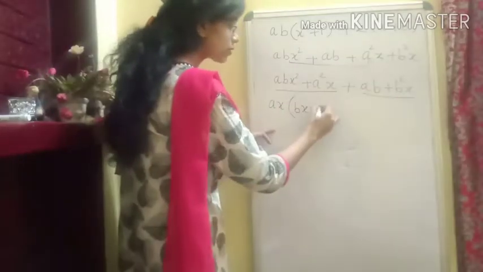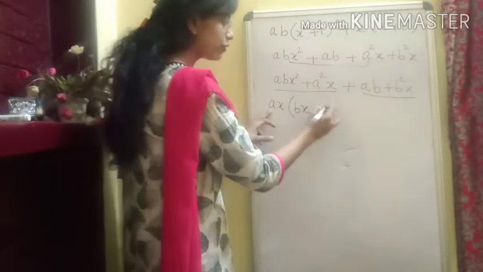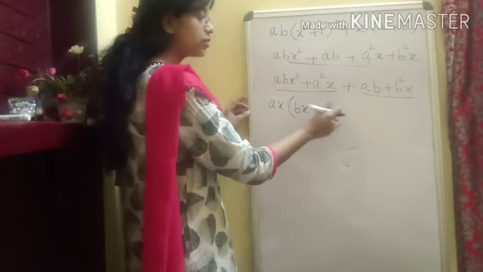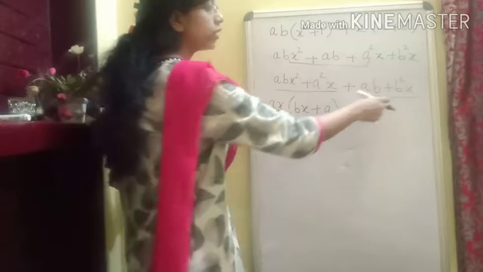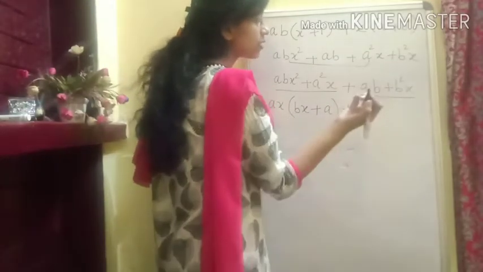Okay, plus what is there in the second term? As a is already common, we are left with 1a and x is common. So it is only bx plus a. Is it clear? Now in these terms, since it is both plus and plus, we will take plus as common.